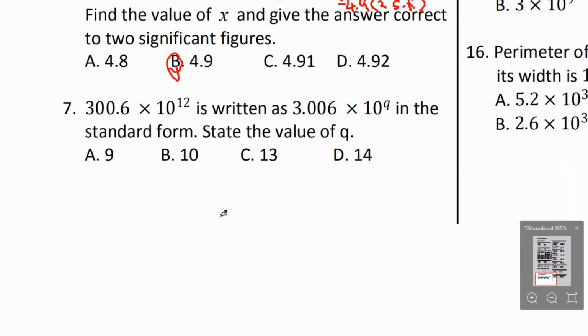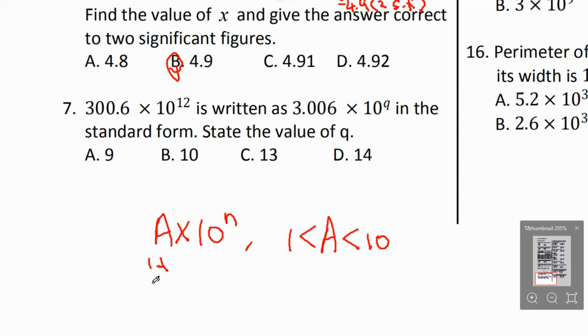Okay, start from number 7. This is in standard form. So what is the meaning of standard form? The formula of standard form is like this: A multiplied by 10 to the power n. And A must be in the range of greater than or equal to 1 but less than 10. So A can be any number, let's say 1.1 or 2 or 9.9. But it cannot be less than 1.